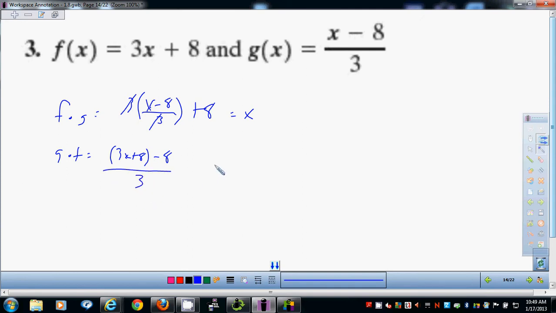I put parentheses. Whenever I plug something into another equation, I just put in parentheses so that I remember to distribute. Now, as it turns out, I'm not going to have to distribute here. But that's just my way of saying this is what I plugged in. You don't have to. So the 8's are going to cancel. You're going to be left with 3x over 3. And what's that going to reduce to, Ethan? X. Very good.